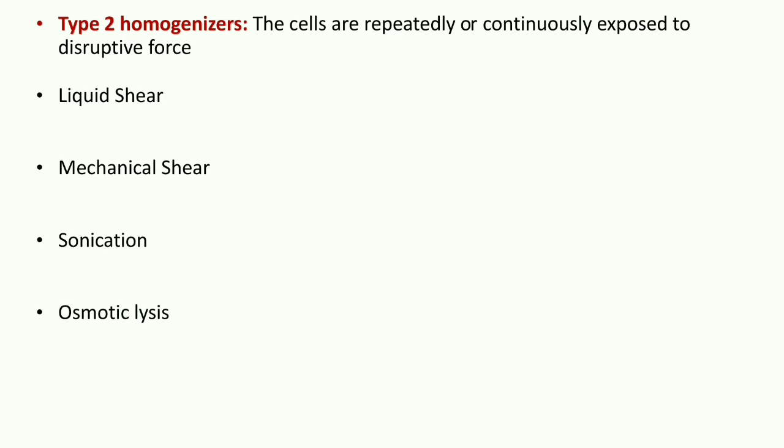Type 2 homogenizers. In this case, the cells are repeatedly or continuously exposed to disruptive forces. Liquid shear, mechanical shear, sonication, and osmotic lysis are some types of forces which can be used to bring about cell disruption. Many other abrasives can also be used. Now let us see in detail the various cell disruption methods.